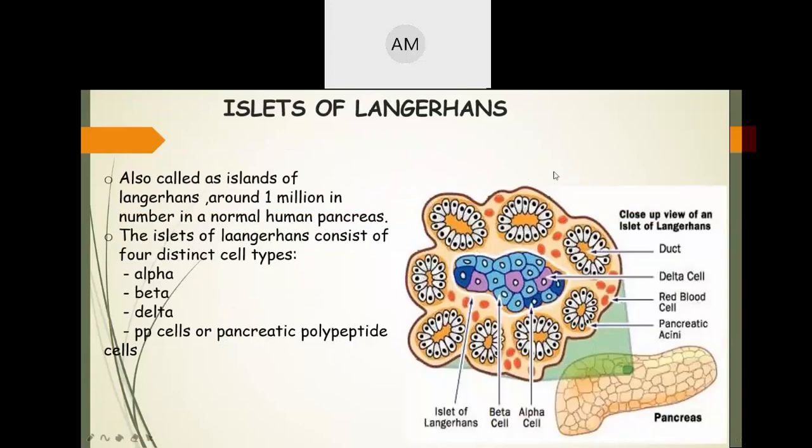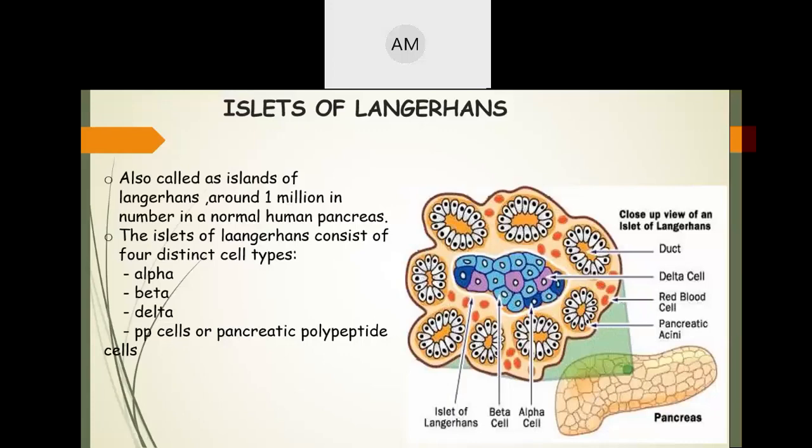These are the islets of Langerhans which I was talking about. This is a close view of an islet of Langerhans. The middle part is the basic endocrine part, which contains the beta cells, the alpha cells, and the delta cells. The surrounding parts are the ducts. These ducts are for the exocrine part, which secretes the enzymes and everything. The middle part is the endocrine part, which secretes the hormones.